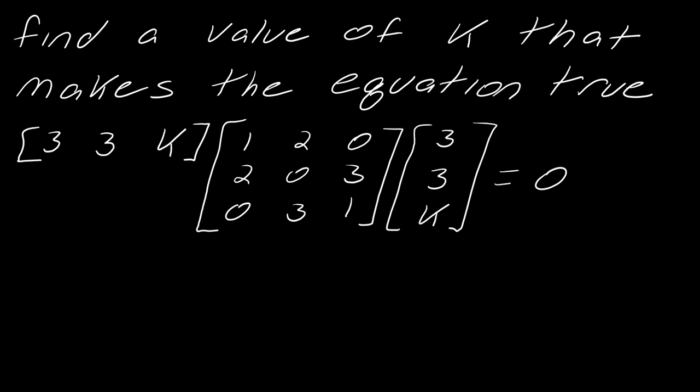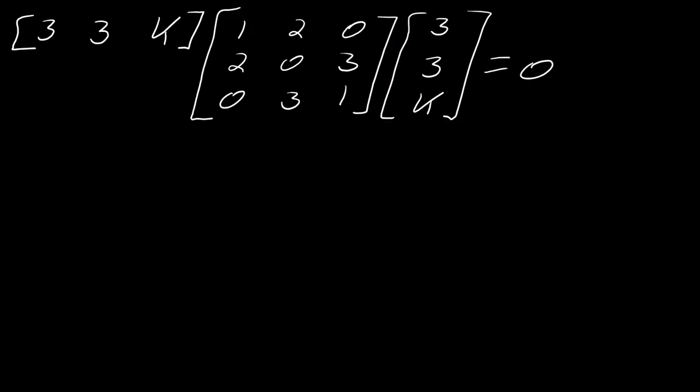Okay, so one thing to remember about matrices is that matrices are associative. So what that means is I could multiply either these two together first, or I could multiply these two together first. So what I'm going to do is start by just multiplying these two together. So we are just going to focus on this part here. Okay, so let's do that.